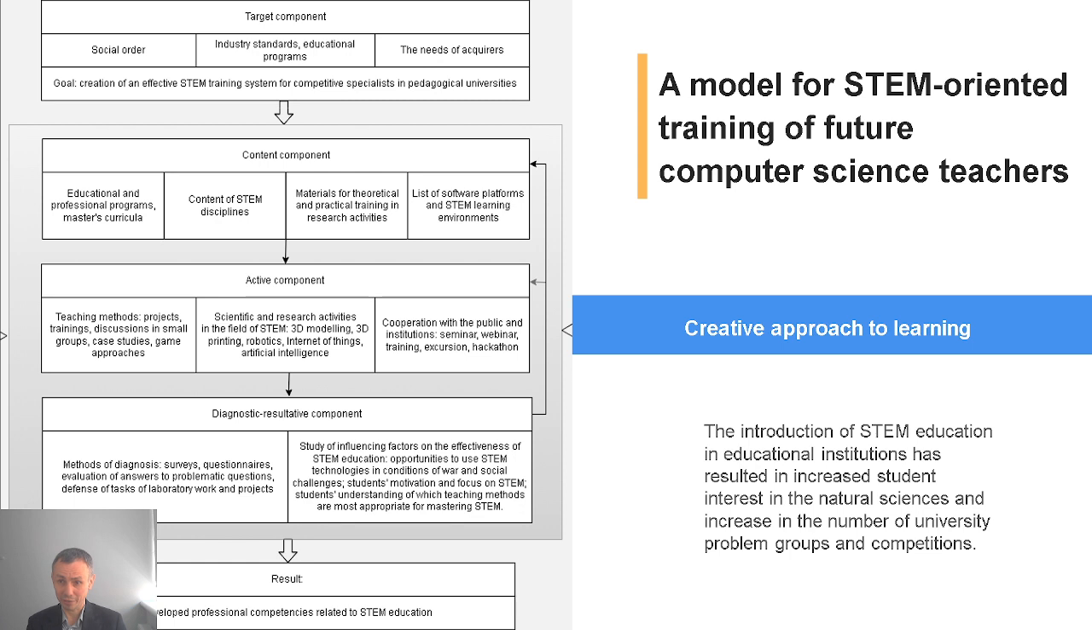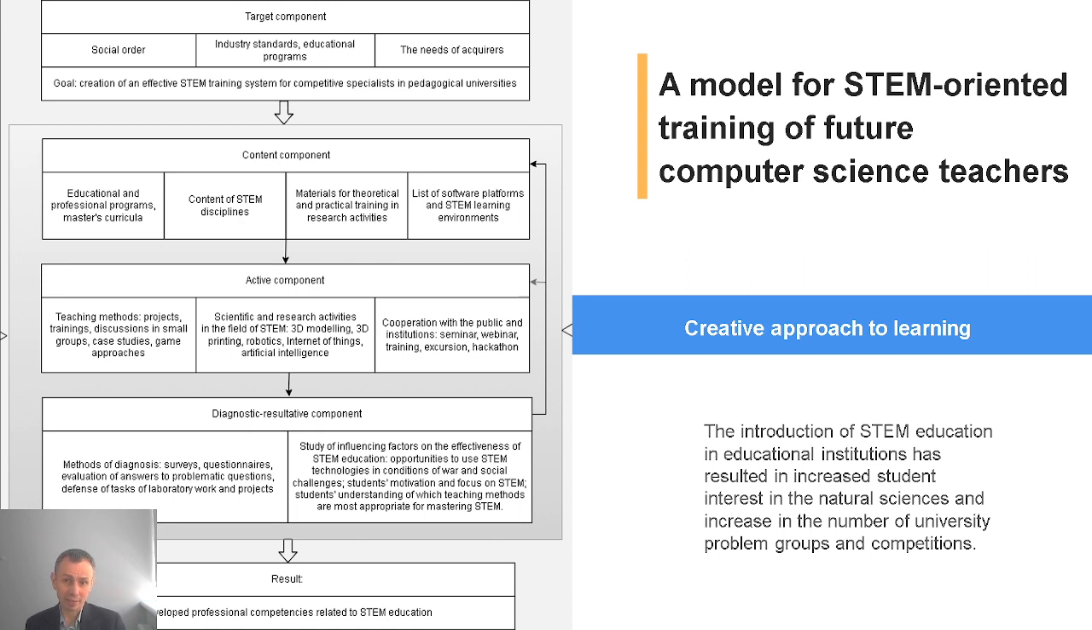The National Pedagogical University is also implementing STEM approaches in its educational process. The Faculty of Physics and Mathematics trains future computer science teachers using STEM approaches, and there is a STEM Center that supports STEM disciplines. We propose a model for future computer science teacher training in STEM.